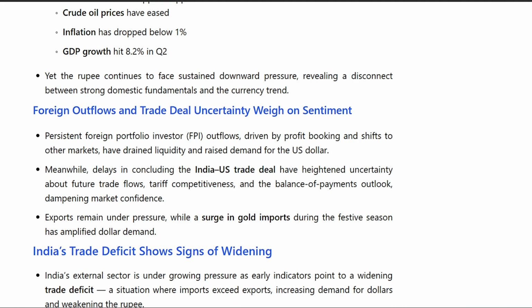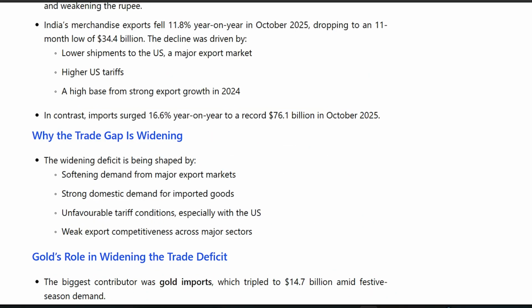India's trade deficit shows signs of widening. India's external sector is under growing pressure as early indicators point to a widening trade deficit, a situation where imports exceed exports, increasing demand for dollars and weakening the rupee. India's merchandise exports fell 11.8% year-on-year in October 2025, dropping to an 11-month low of $34.4 billion. The decline was driven by lower shipments to the US, a major export market, higher US tariffs, and a high base from strong export growth in 2024.